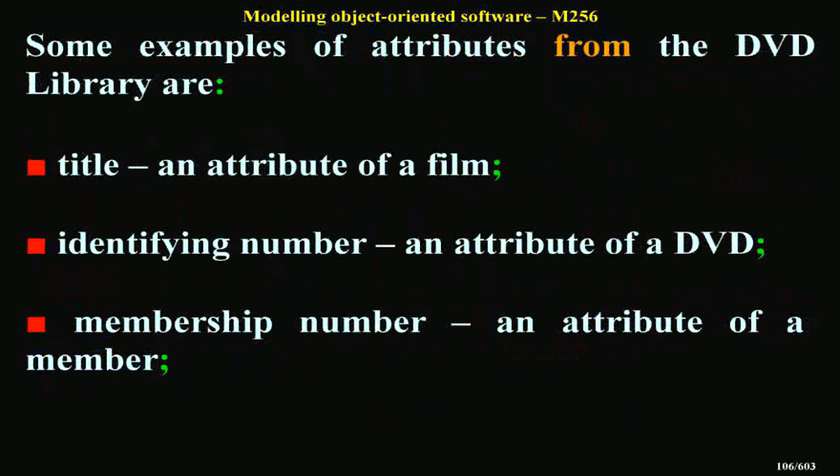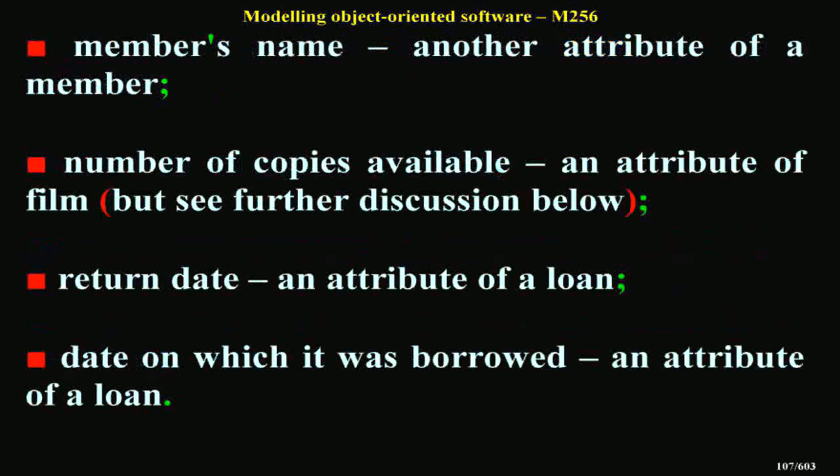Some examples of attributes from the DVD library are: title, an attribute of a film; identifying number, an attribute of a DVD; membership number, an attribute of a member; member's name, another attribute of a member; number of copies available, an attribute of film, but see further discussion below; return date, an attribute of a loan; date on which it was borrowed, an attribute of a loan.